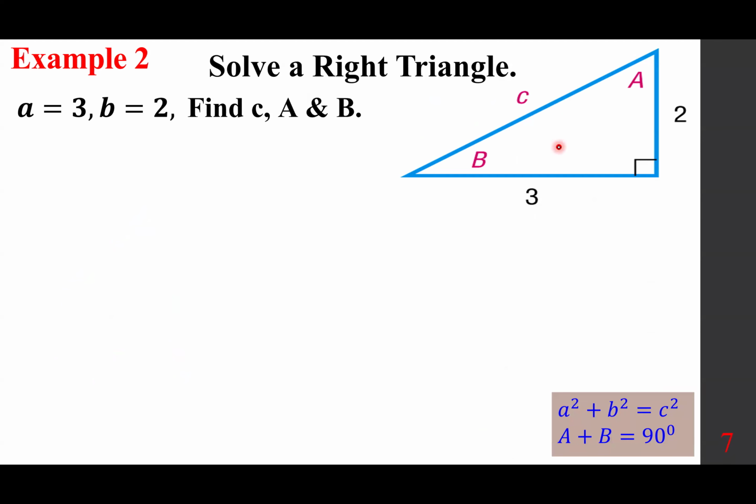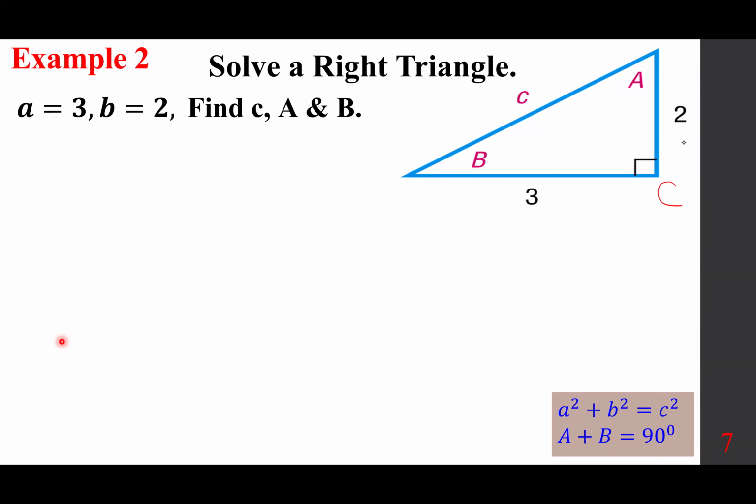Now we want to solve the right triangle. Two sides, A and B, are given. Okay, so A is 3, B is 2. See, opposite A is A, opposite B is B, opposite C is C. So we have capital C here, just in case.